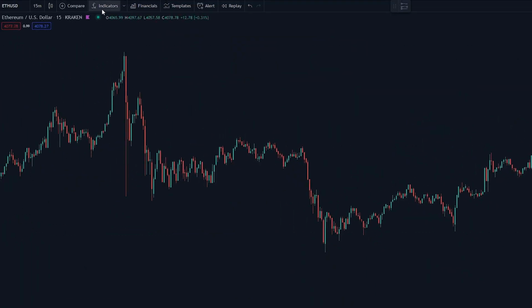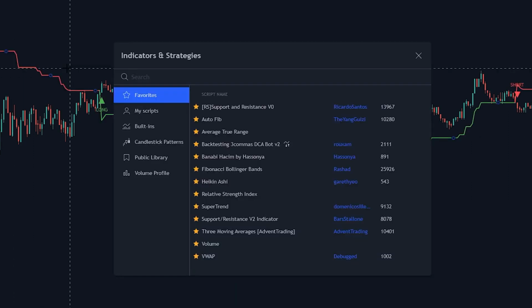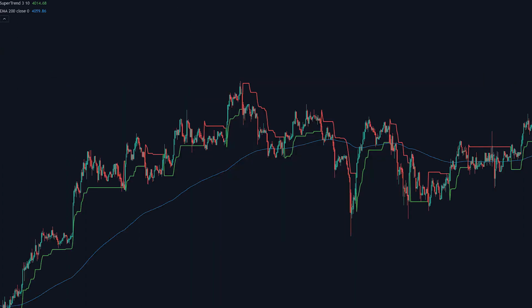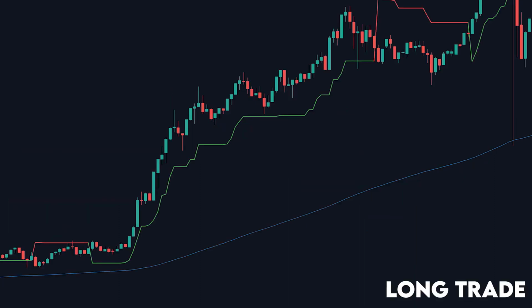Go to the Indicators tab, add the super trend indicator, and just keep the default settings. Next, add the exponential moving average and change the length to 200. Now that we have the indicator set up, let's move to how to actually use this strategy. The strategy is pretty simple.